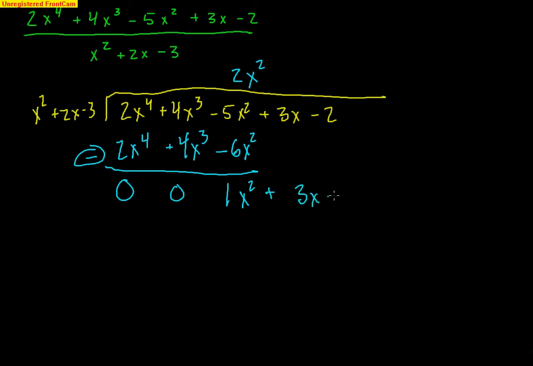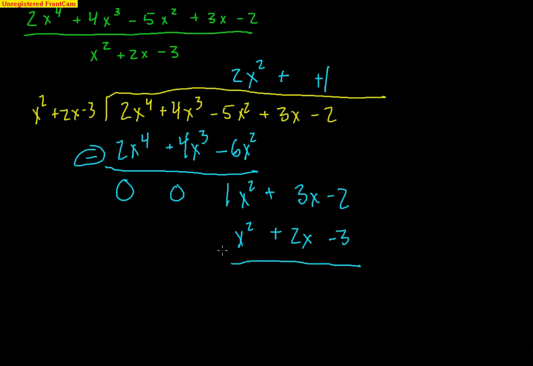Plus 3x minus 2. How do I turn an x squared into an x squared? Multiply by 1. Notice I'm going to put that 1 here. I'm going to leave a spot here. I mean, there's really nothing. Well, I shouldn't have put an x there. There is nothing there because I skipped over that column, and that happens. That's all right. So x squared times 1 is x squared. 2x times 1 is 2x. And negative 3 times 1 is negative 3.